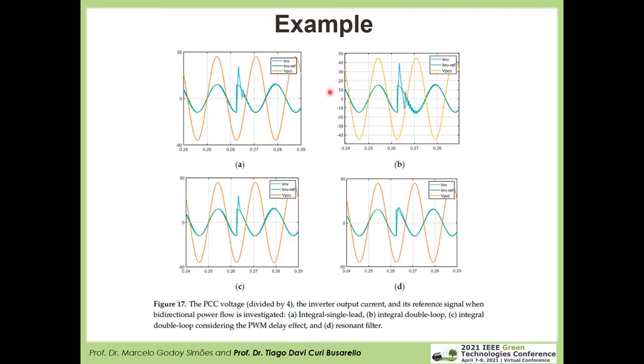Of course, each controller has its behavior. We can see here that the single lead has such a behavior, the double lead has such a behavior, and for the double lead considering the PWM delay, we have a much better behavior than this. The controllers are the same, but this is designed considering the PWM delay effect. This is not considering it, but both of them reach the steady state condition with negligible error, and we see here a good response with not so large overshoot for the proportional resonant controller and reference following very well.